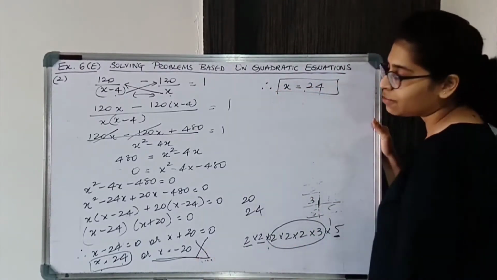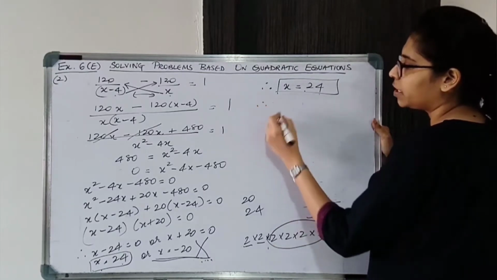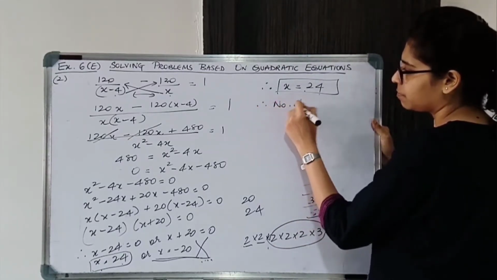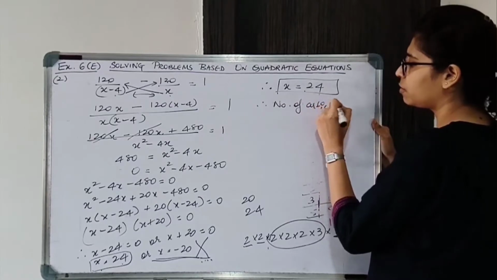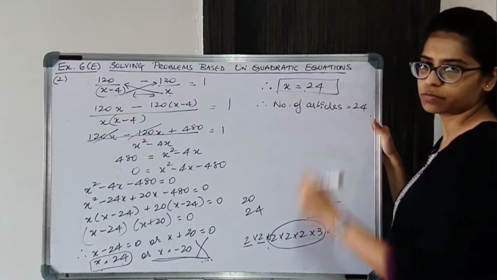Alright, first give the reason for this. Therefore the number of articles originally bought were 24. ठीक है.